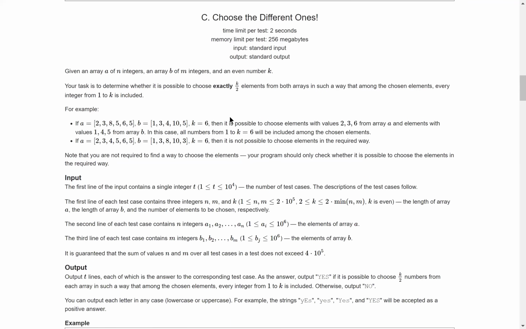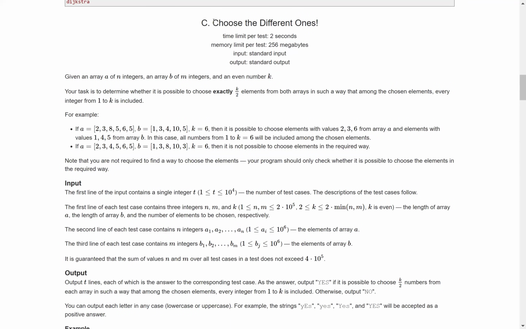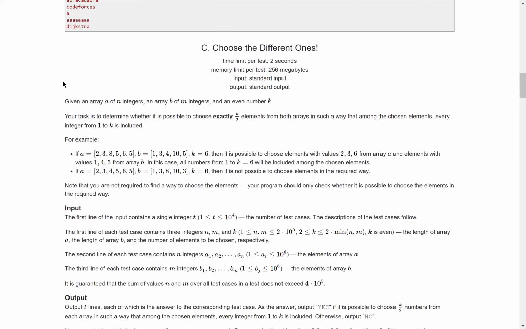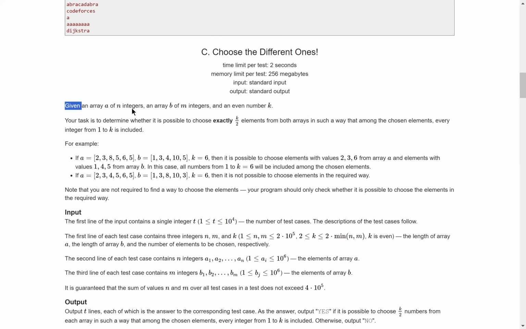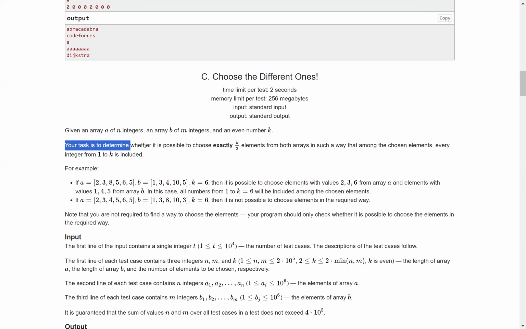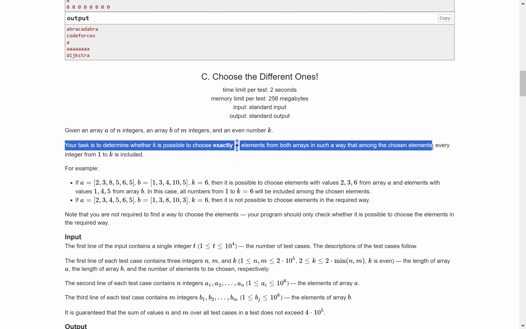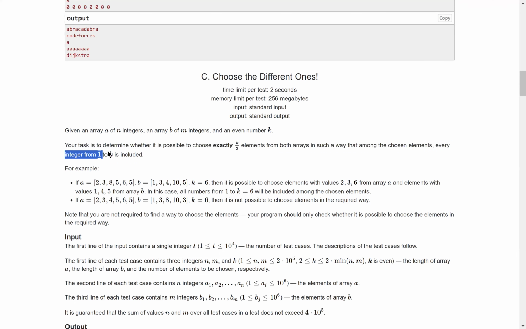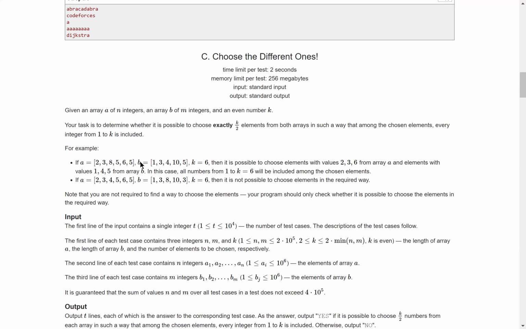So this is the C problem, choose the different ones. This problem says that given an array A of n integers, an array B of m integers, and an even integer k, we have to determine whether it is possible to choose exactly k by 2 elements from both the arrays in such a way that among the chosen elements, every integer from 1 to k is included. And then they have given two examples.